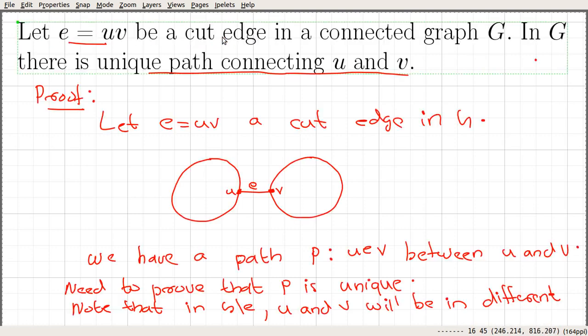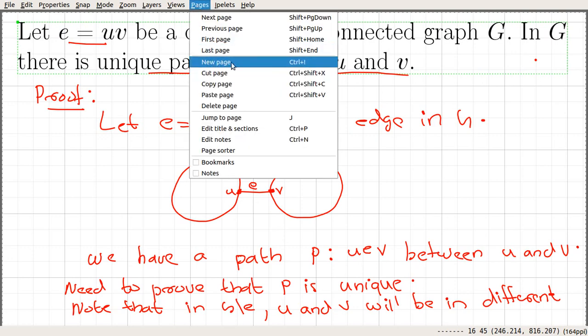Next, we are going to prove that this path P is the unique one. There does not exist another path between U and V in the graph. We are going to prove that by contradiction. For the sake of contradiction, we assume that there exists another path between U and V. Then we go through some argument and arrive at a contradiction, which says that the assumption is wrong. So let's see how to do that.